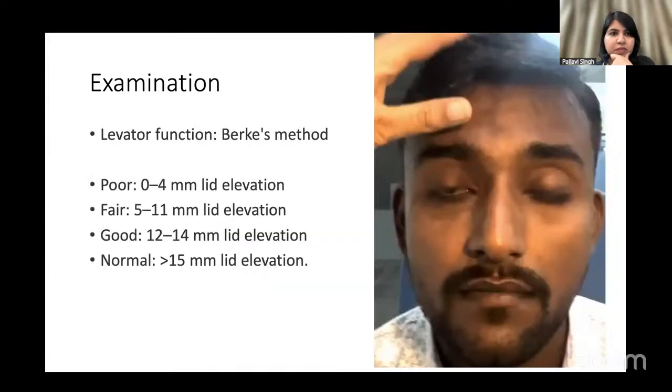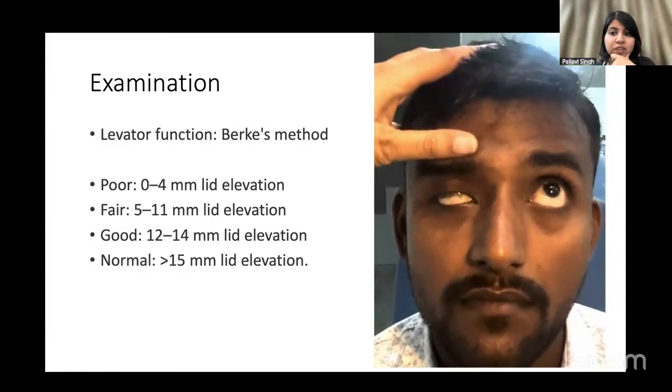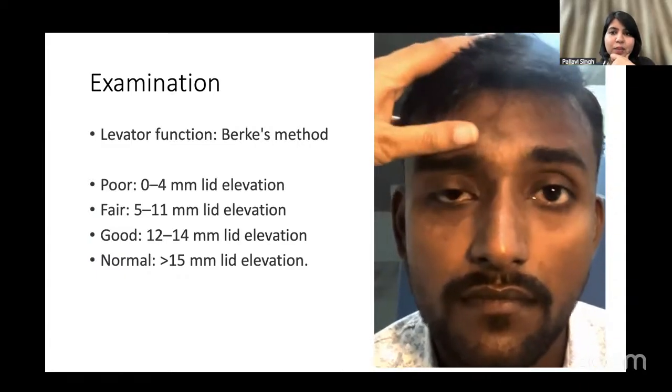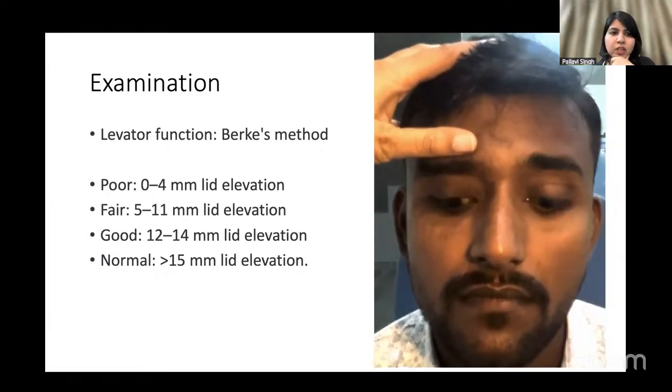The tarsal platform show. And again, one of the most important things that you have to look at is the levator function. In this case, you block the frontalis and you measure with a scale how much the eyelid excursion is. That will tell you whether the levator function is poor or good or fair.